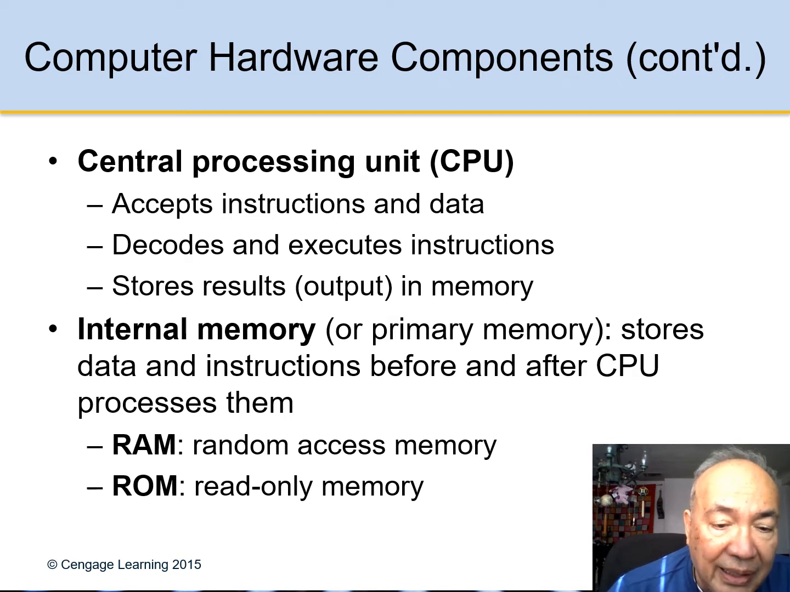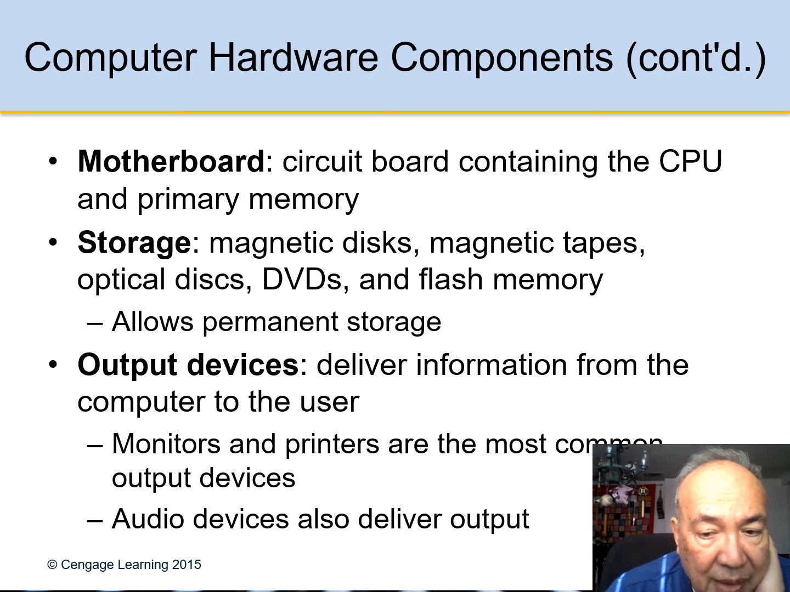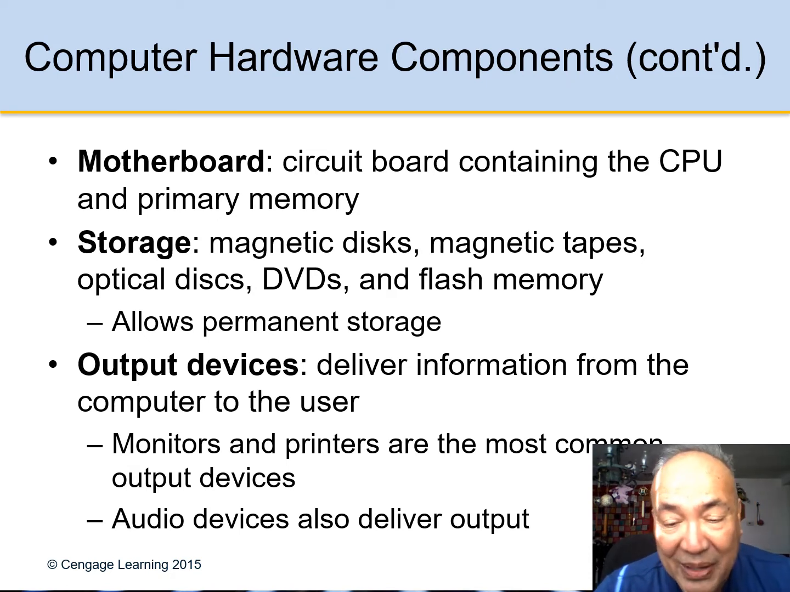The read-only memory is where the instructions or the program for add, subtract, divide, and multiply are, or a logic, greater than, less than, or equal to. And then you have the motherboard, the circuit board containing the CPU and the primary memory. You have the storage. Examples are magnetic disks, magnetic tapes, DVDs, for those of us who like to listen to music. And then you have the flash memory.